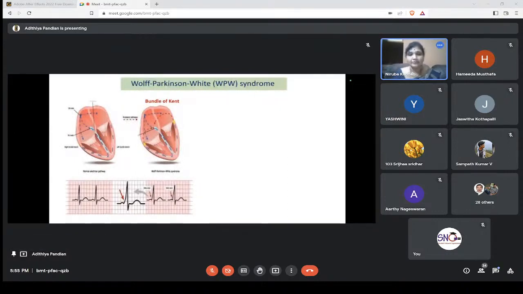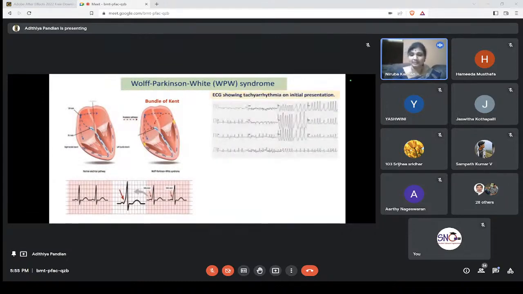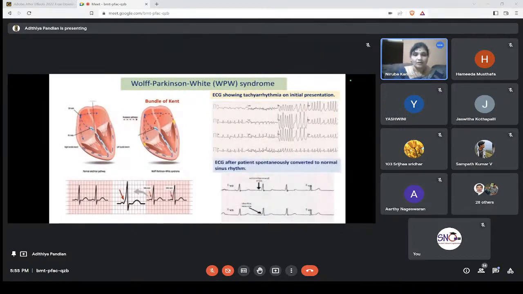The next slide, please. You get a delta wave, and the PR interval will be shortened, because the atria is giving only one impulse, but this bundle is giving one more impulse. So what does the ventricle think? The ventricle has to contract fast, so in that condition the PR interval will be shortened. Next slide, please. So the ECG pattern you get in WPW is a shortened PR interval and a delta wave. Next slide, please.